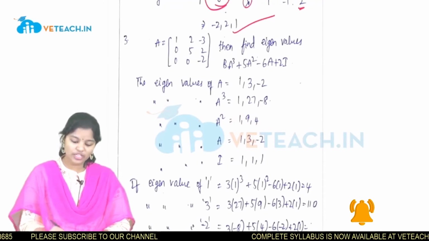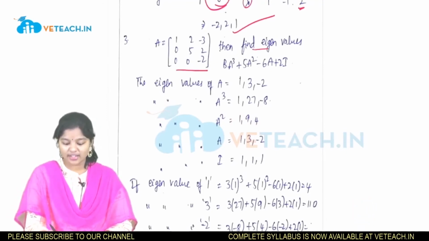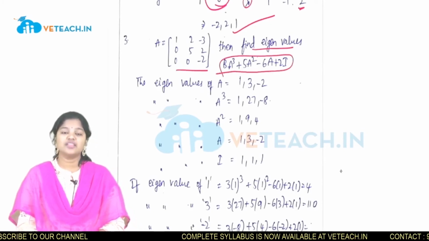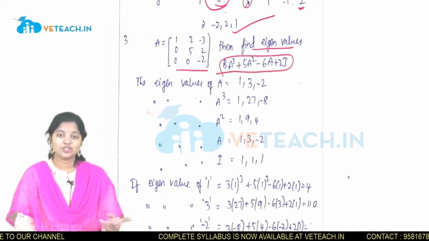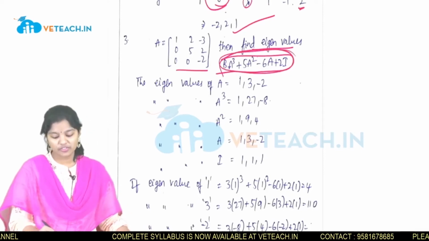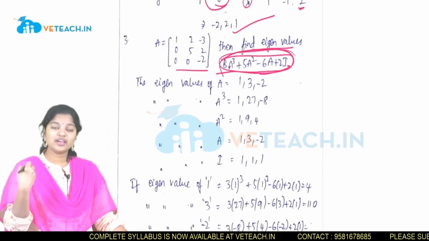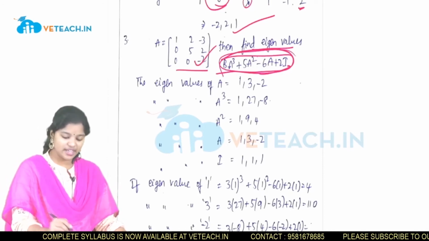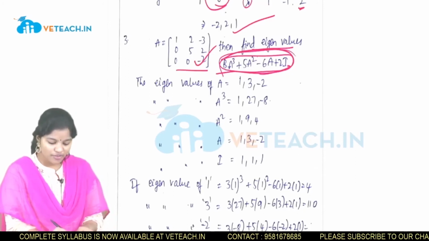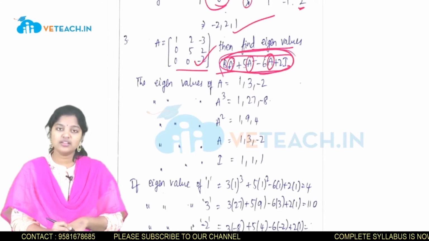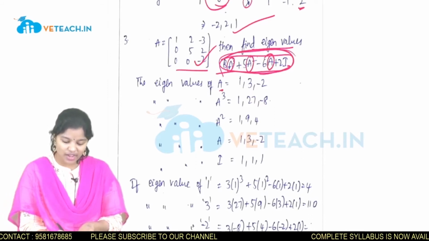Now if a matrix A is given, then find out the eigenvalues of 8A cube plus 5A square minus 6A plus 2I. That means if we solve this whole expression, what will be the eigenvalue of that expression? They gave just the matrix A. So how to find out? First, see here we have A cube, A square, A. Now first, what are the eigenvalues of A?